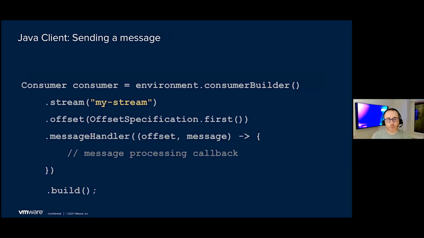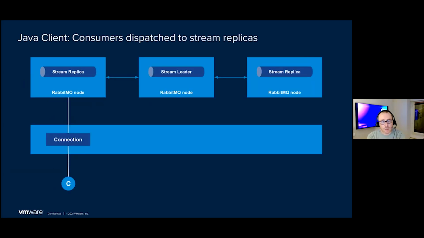For a consumer, you have also a builder API. You specify your stream, where you want to start consuming from. So here from the beginning, and then the callback code for incoming messages. And that's pretty much it. So same thing here, the client will look up a node where there's a replica for this stream, and it will create a connection to this node to avoid loading the leader too much.